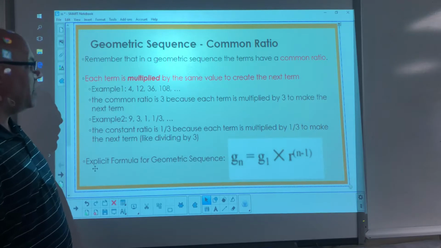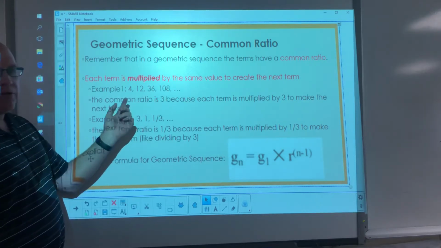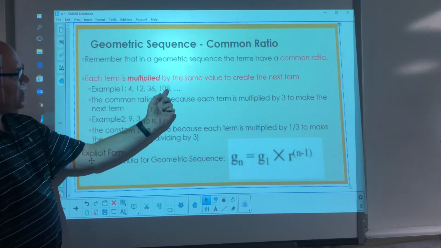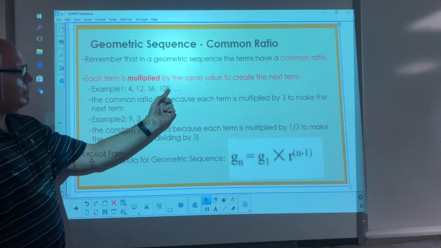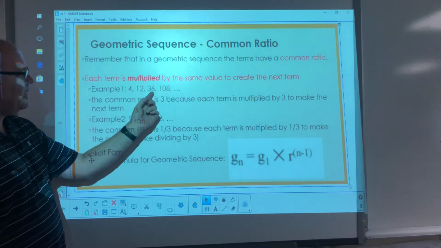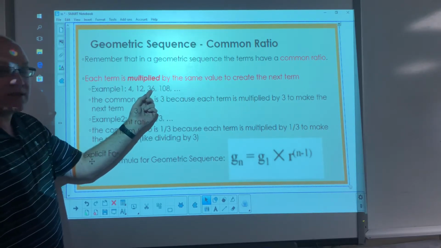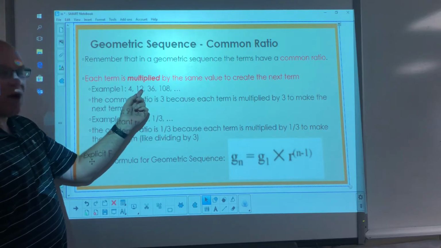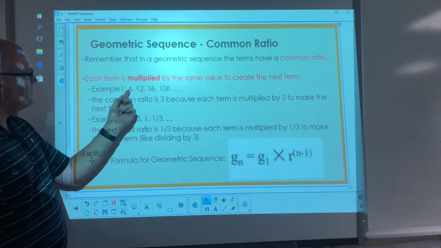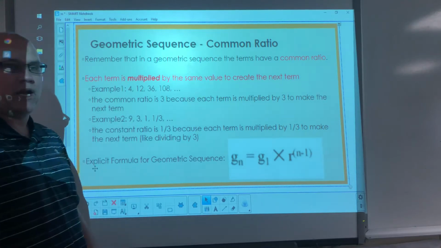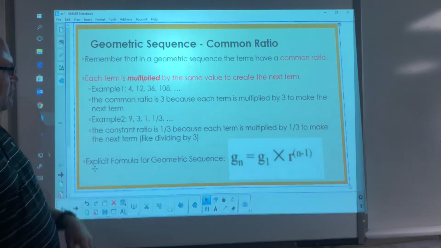Some of you prefer to figure out the common ratio by using division. So you take the new term, the latest term, divided by the previous term. So 108 divided by 36 is 3. 36 divided by 12, 3. 12 divided by 4, 3. So this is an example of a geometric sequence.